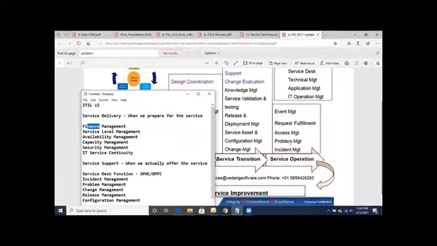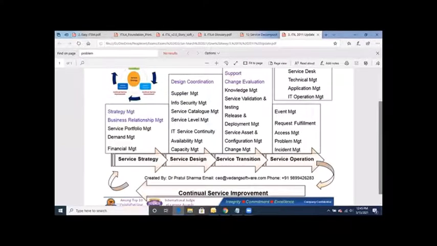And service operation में इसका incident and problem got retained here, incident and problem, but three more called access management, request fulfillment, event management got added. And in functions, the service desk function got retained from V2, and three more functions got added called technical management, application management, and IT operations management. So ये बना आपका V3 from V2.